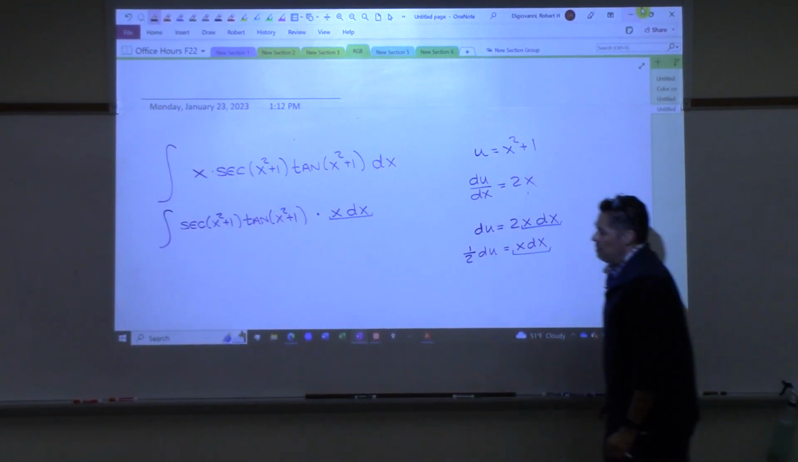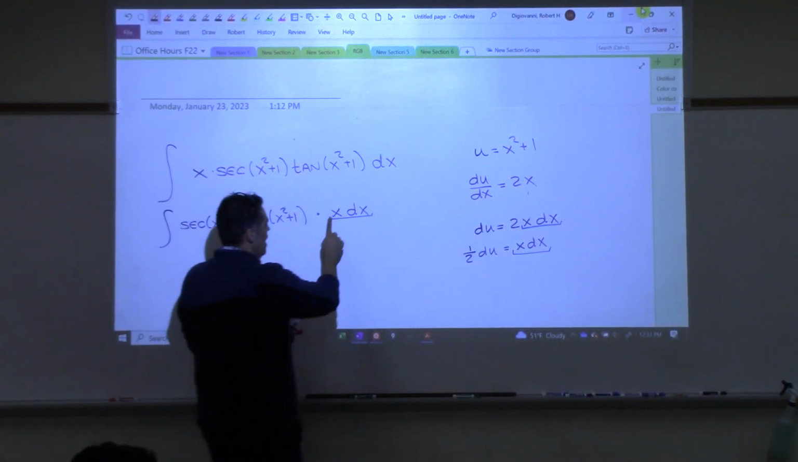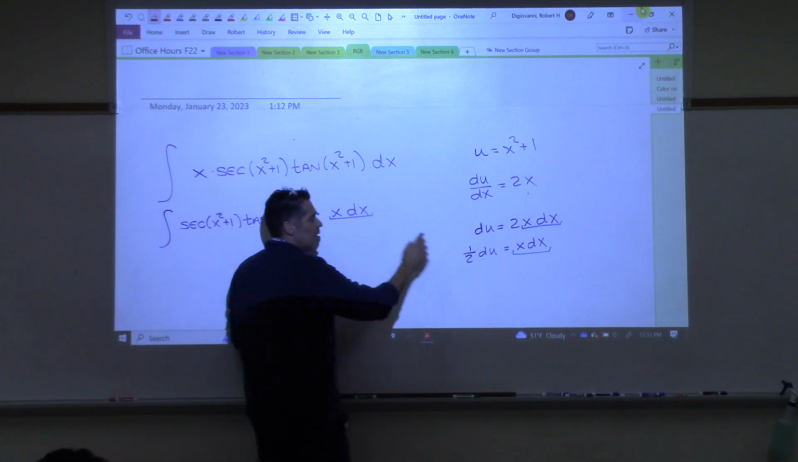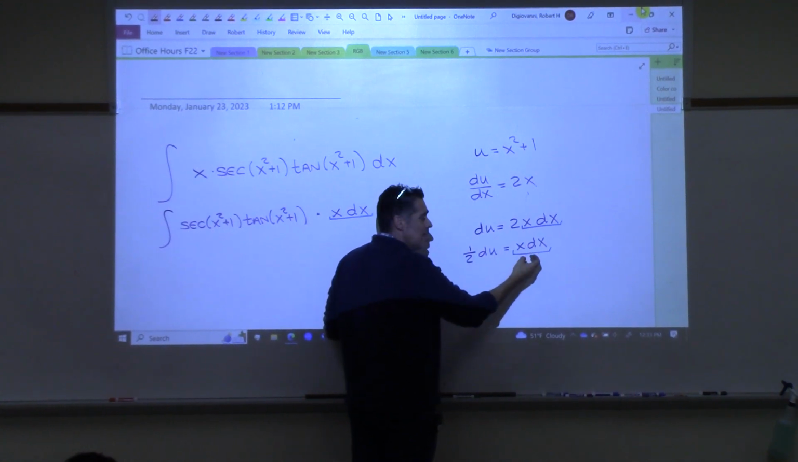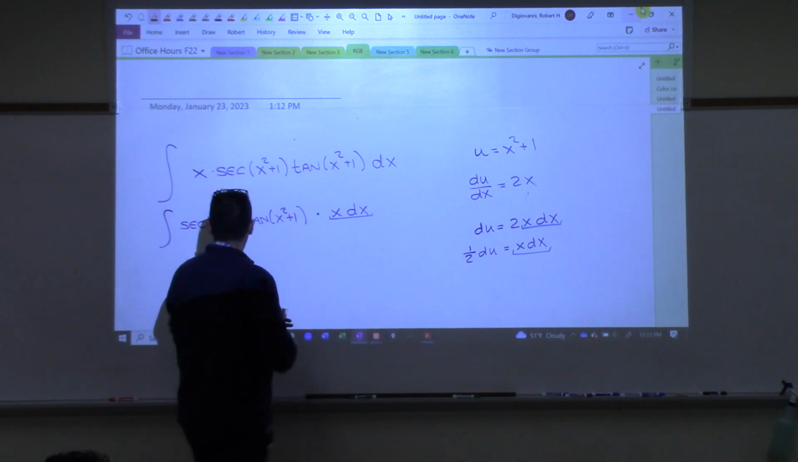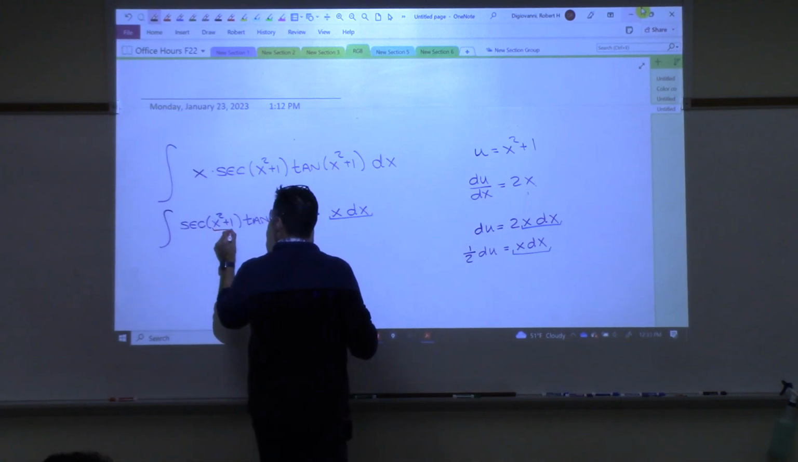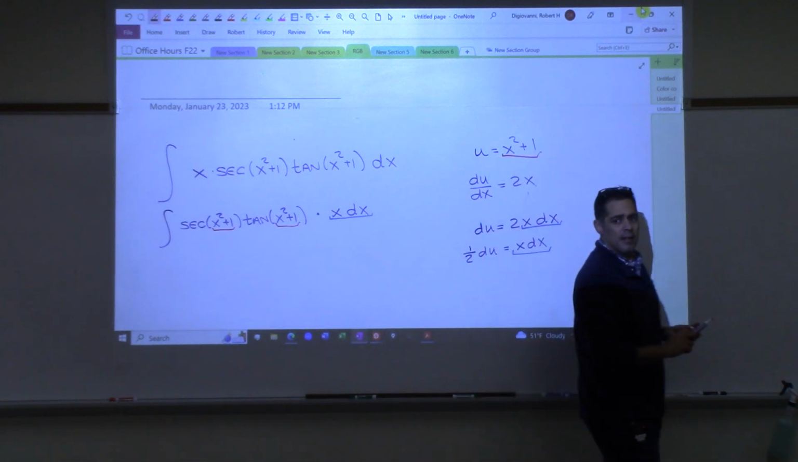I have x dx here, whereas here I had 2x dx. I just want x dx, so I got rid of the 2 by dividing both sides by 2. Now x dx matches that exactly. Also, everywhere I see x squared plus 1, that's going to be replaced with u.